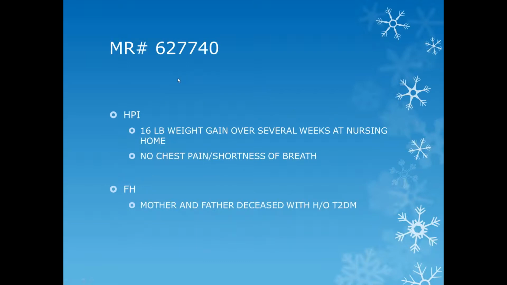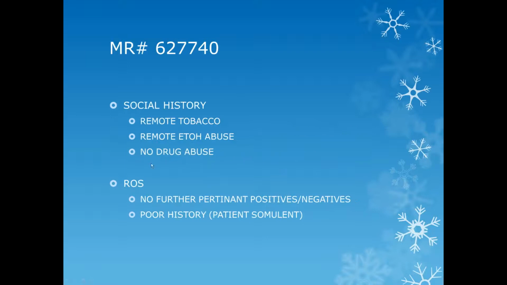He again came in with a 16-pound weight gain over several weeks. He resides in a nursing facility. He's not very active. He denied any chest pain or shortness of breath. Family history, mother and father with diabetes. Social history, again, he lives at the nursing facility, remote smoker, remote alcohol abuse, which I'll show you evidence of in a minute, and denies drug abuse. Review of systems, I've already discussed. Again, he was a very poor historian.